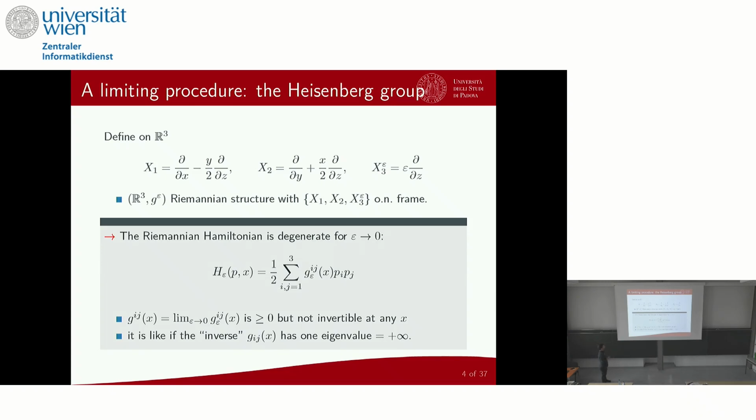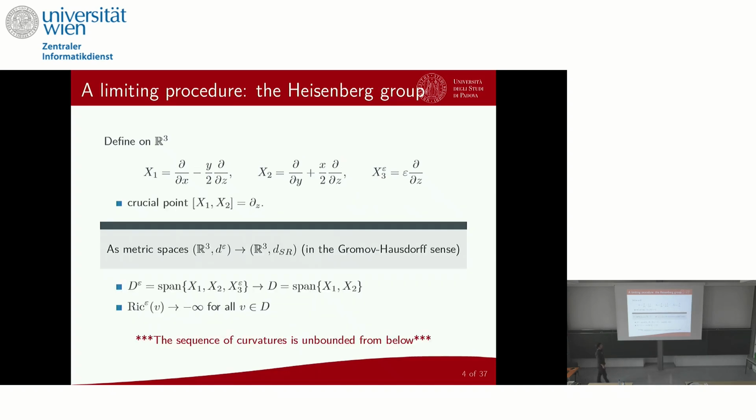If you look at the inverse of the metric, so if you think in Hamiltonian terms, the Hamiltonian, or the inverse of the metric, converges to something which is degenerate at every point. So at every point you have the inverse of the metric, which is non-negative but not invertible. So in sub-Riemannian geometry, you can think of something where you have the inverse of the metric, but it is not invertible. You start from that.